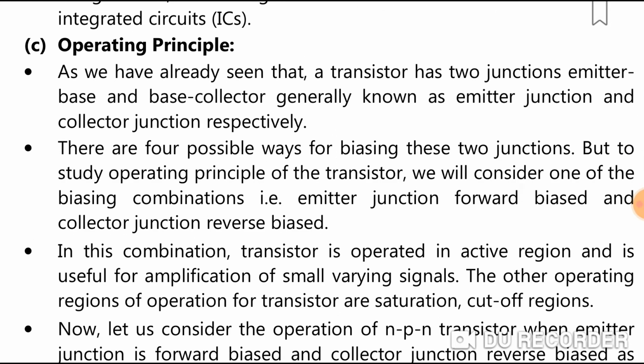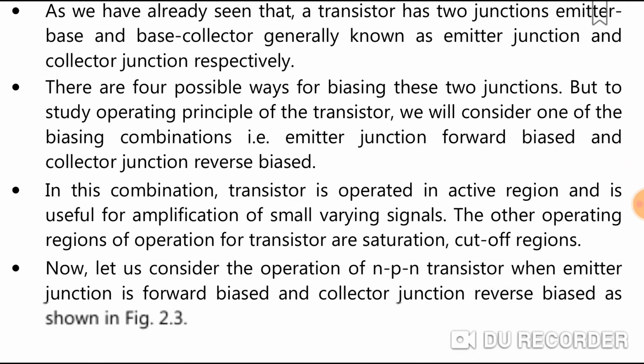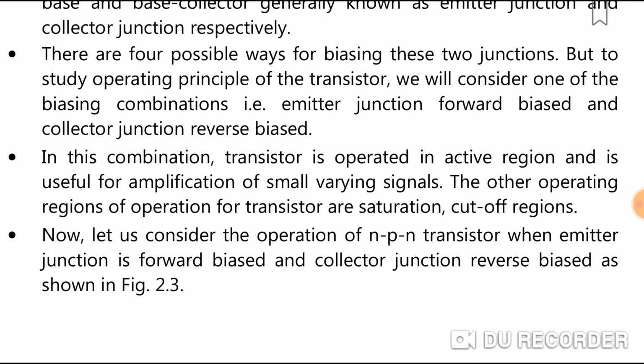Now the operating principle. As we have already seen, a transistor has two junctions, emitter-base and base-collector, generally known as the emitter junction and collector junction respectively. There are four possible ways of biasing these two junctions. But to study the operating principle of the transistor, we will consider one of the biasing combinations, that is, emitter junction forward biased and collector junction reverse biased. In this combination, the transistor operates in the active region and is useful for amplification of small varying signals. The other regions of operation for a transistor are the saturation and cutoff regions.